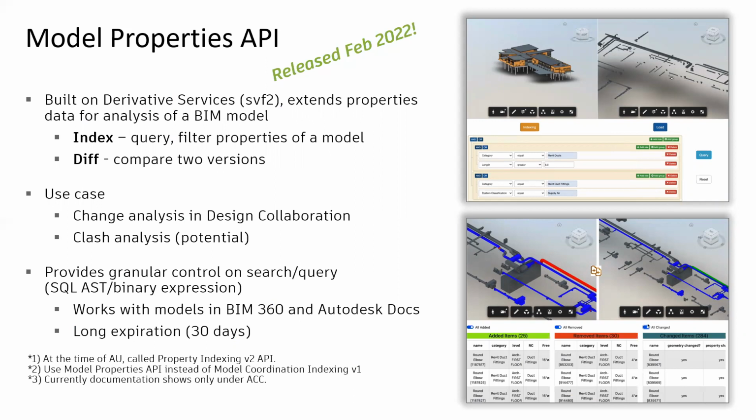main functions. One is index, which is a query and filter of model properties, and then diff. This one is used to compare two versions of a model. This API works with the models in BIM 360 and ACC Docs. Currently, documentation appears only under ACC, but this should work for both, and the documentation should be fixed soon.